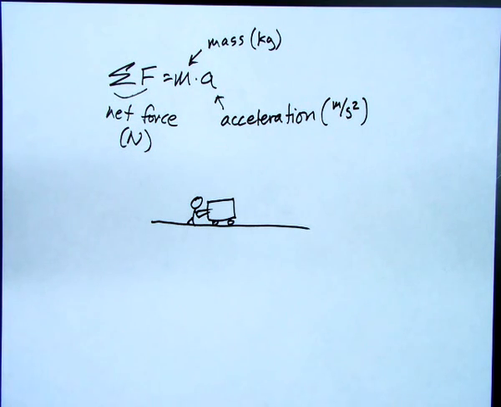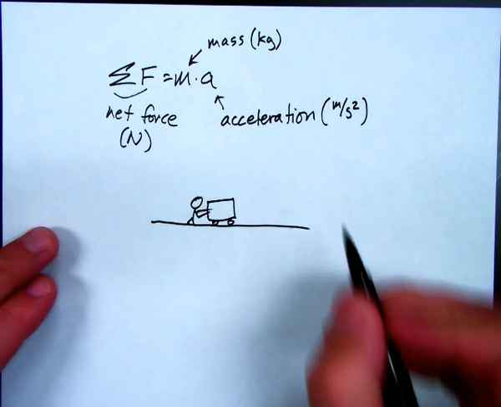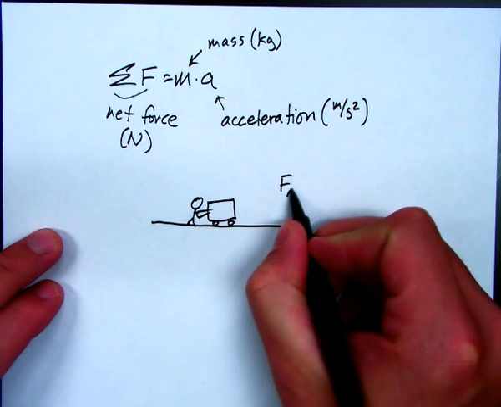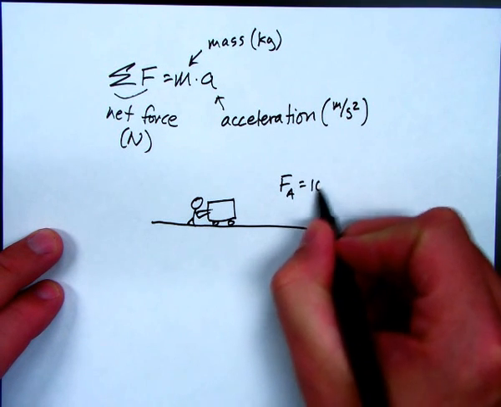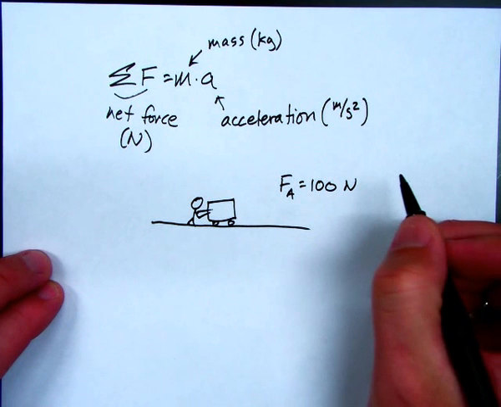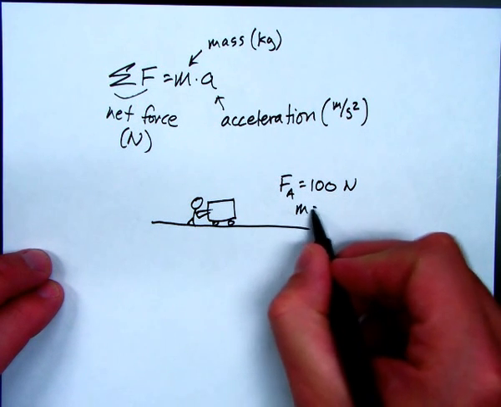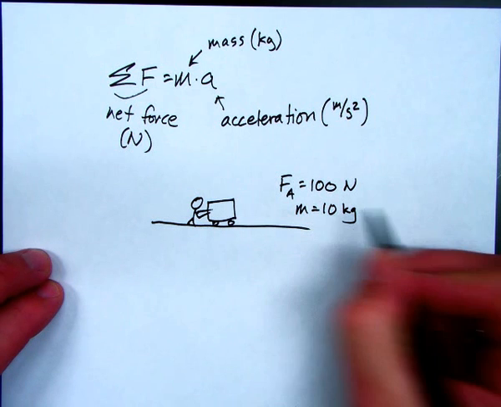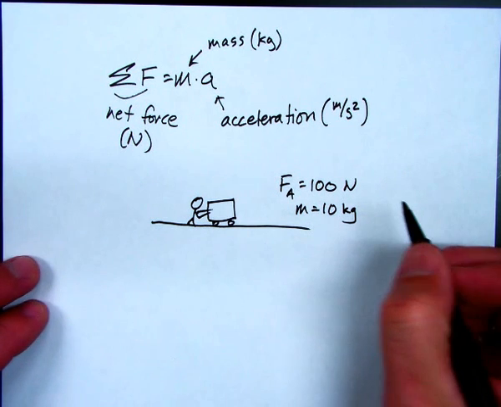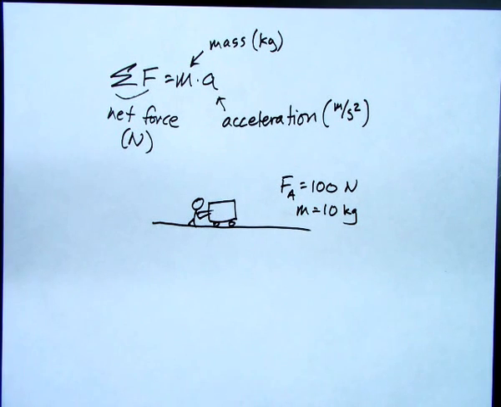Well, if we push him with some force, let's say our applied force is 100 newtons. And let's say Bernie has a mass of 10 kilograms. The question is, how much does Bernie accelerate? Well, this is obviously a pretty easy question to answer, but I want to show you how to set up problems like this in general.